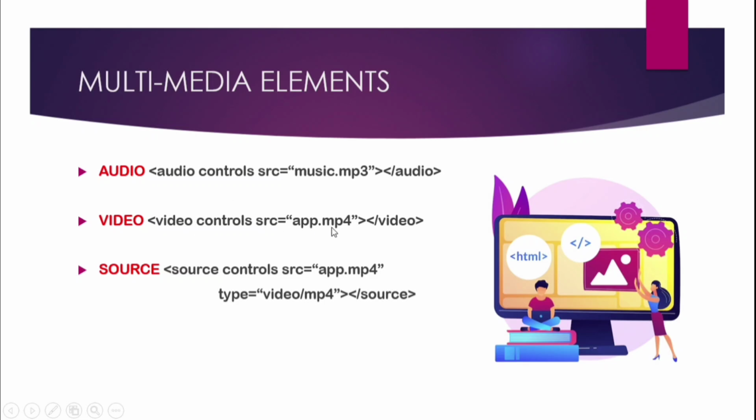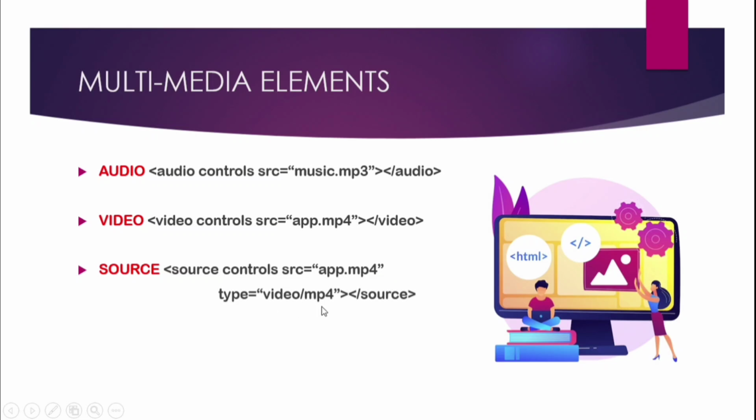Then we have the source tag. Source is nothing but whenever you can add multiple ones. You can add an audio or you can also add a video. You just have to mention the type of the source. So it will recognize, okay, right now the source we are adding is app.mp4. So we are also mentioning type equal to video/mp4. Okay. So this is a video element.